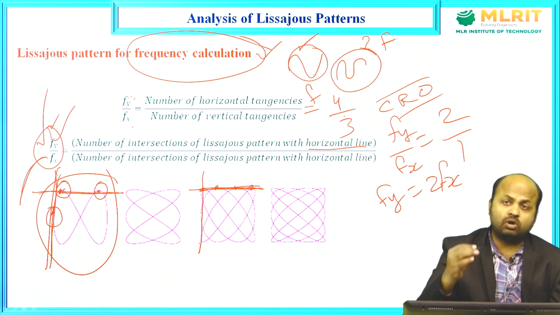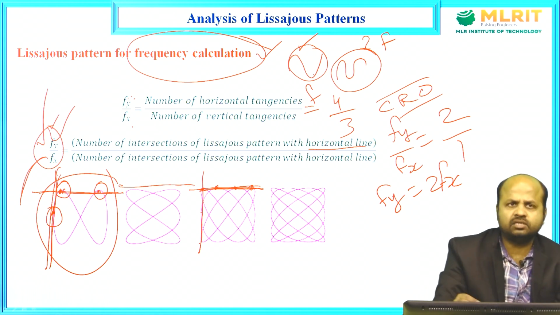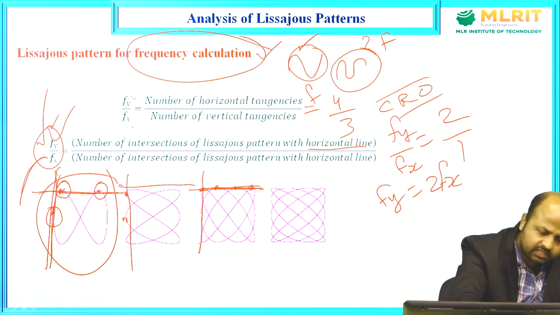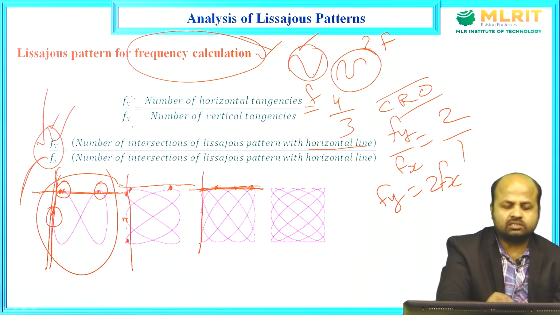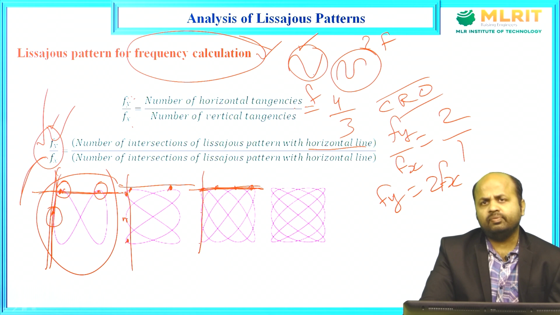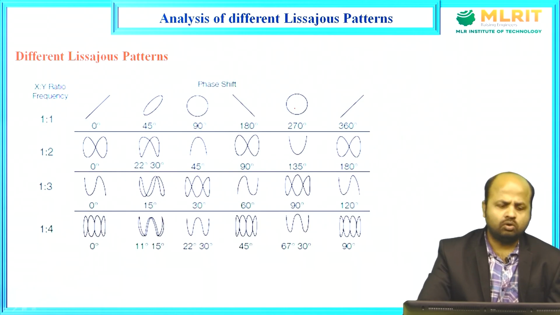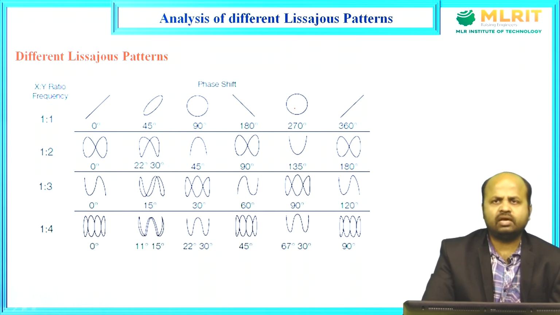So in order to calculate the frequency, first of all we have to draw the tangent in the horizontal direction as well as the vertical direction, and we have to count the number of intersection points in the vertical direction as well as the number of intersection points in the horizontal direction. By putting these intersections in the formula, we can easily calculate the Fy by Fx ratio. So in this way, we have seen that the Lissajous pattern can be helpful in frequency calculation as well as in phase calculation.